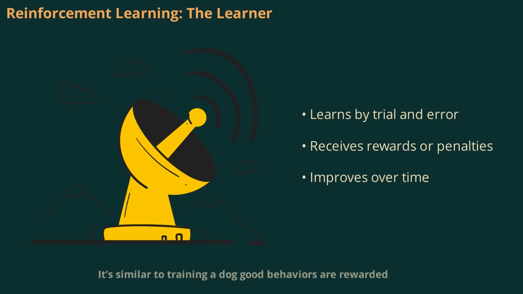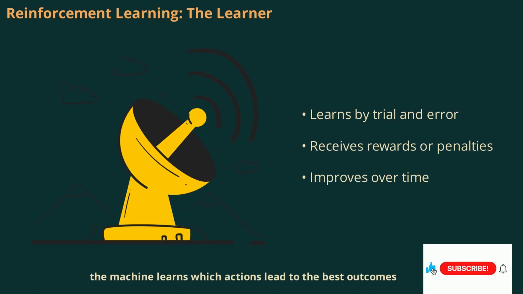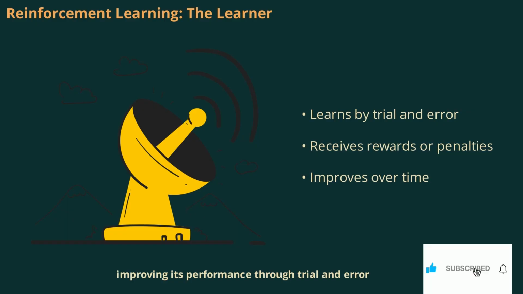It's similar to training a dog. Good behaviors are rewarded, while bad ones are discouraged. The perfect analogy is a video game player learning to beat a level through repeated attempts. Over time, the machine learns which actions lead to the best outcomes, improving its performance through trial and error.